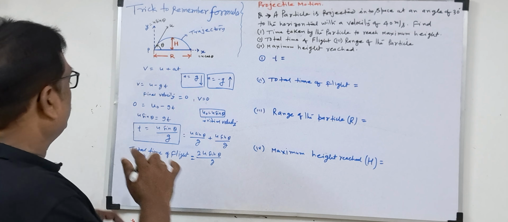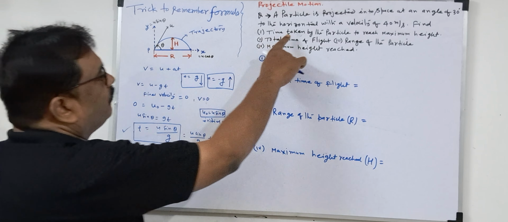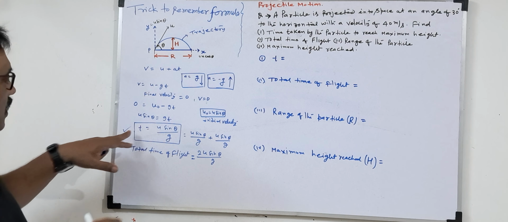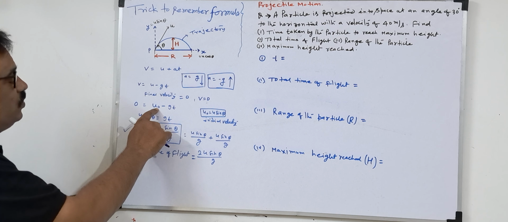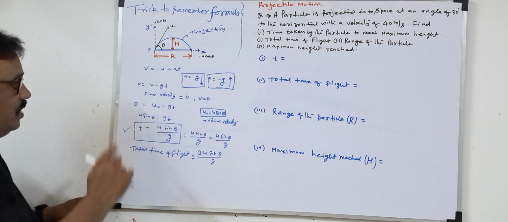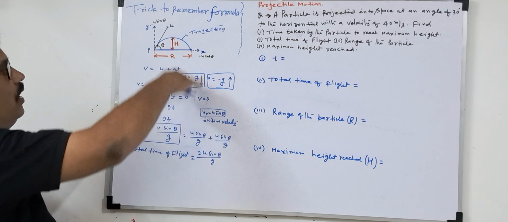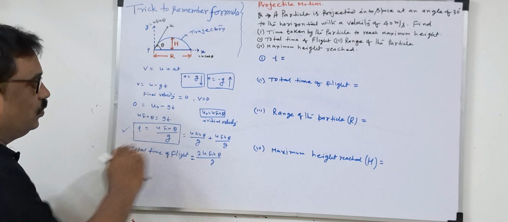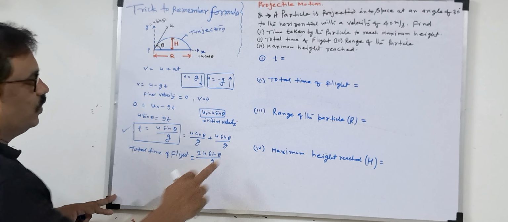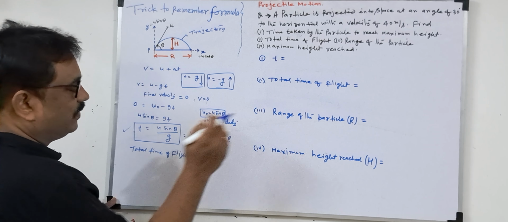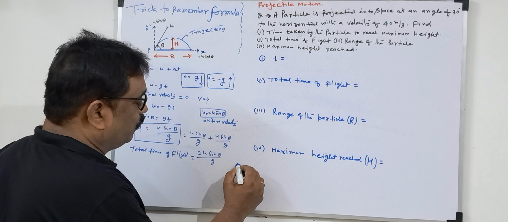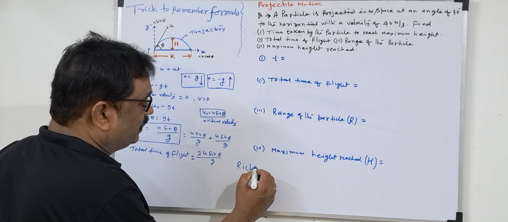So this way you can remember: the time taken by the particle to reach the maximum height, when the final velocity is 0, so U sin theta minus GT gives you this. Then the total time of flight, coming up to the maximum height and coming down, is 2 times, so 2U sin theta by G. Now, if you want to remember the range and height, how will you reach it? One trick is that you want to reach, remember this.